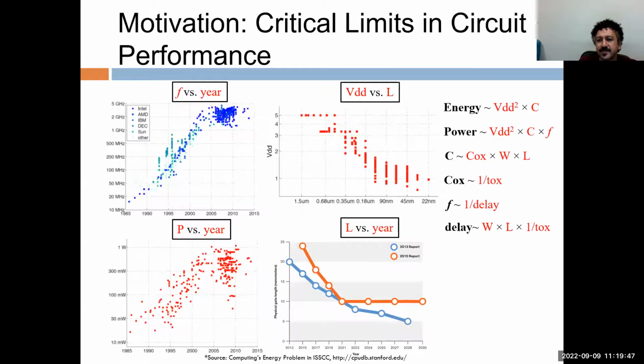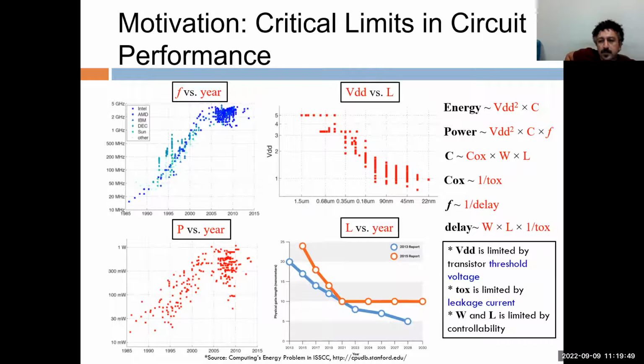So here are some graphs. The summary of what I have tried to explain. Frequency, stuck. VDD, starting from 5 to 1, stuck. In power, almost stuck. L. This efficient L, maybe you have heard the news. Apple has a new technology of 5 nanometer.